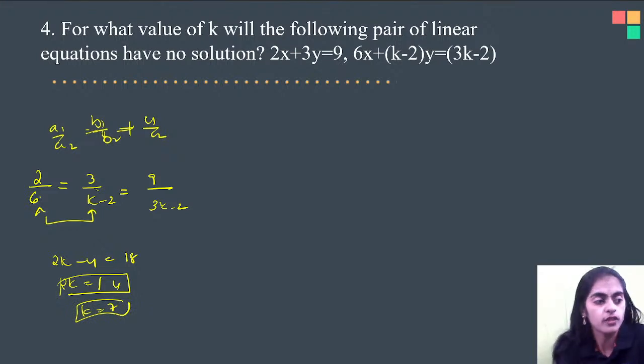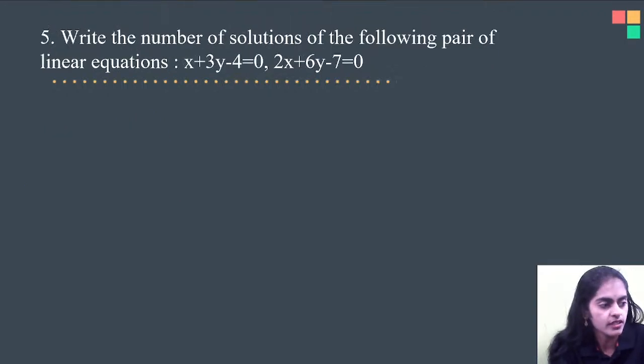So you found the value of k when there is no solution. For no solution, the first condition you will take for finding k is a1 by a2 equal to b1 by b2, with the first ratios. See the next question.